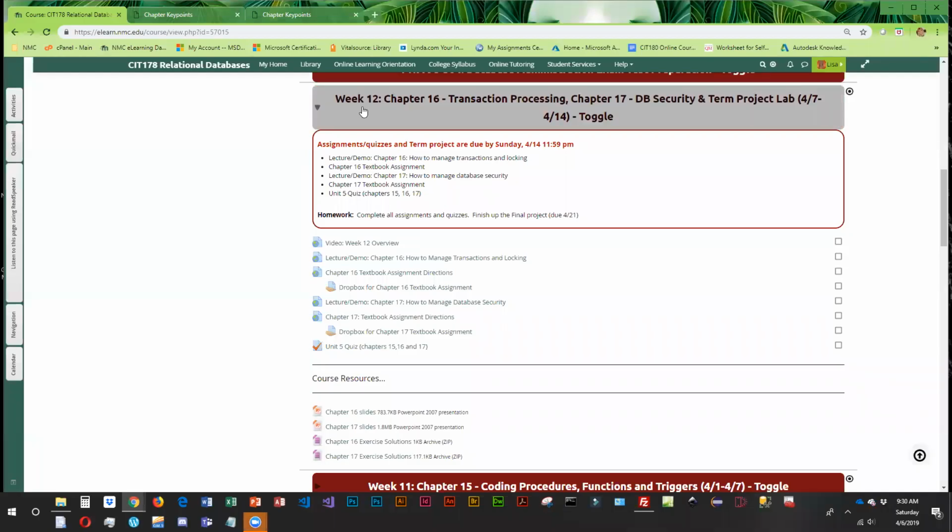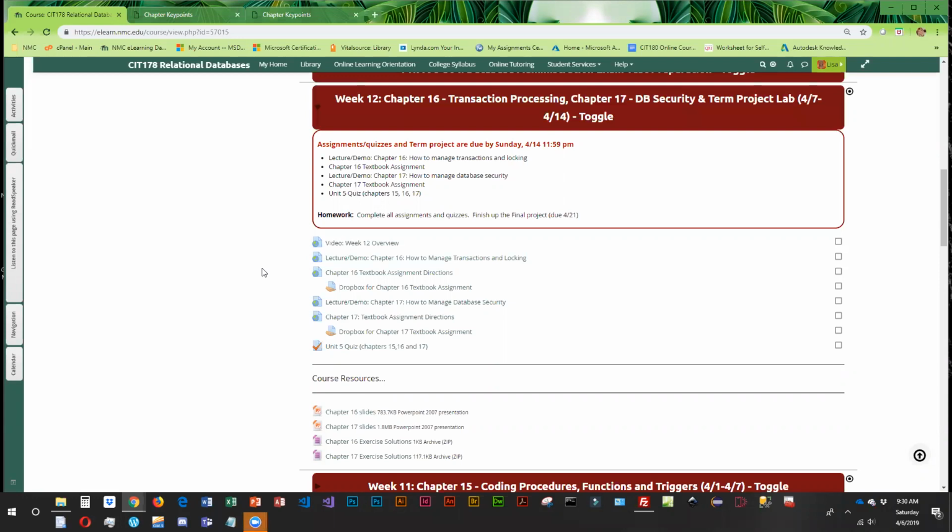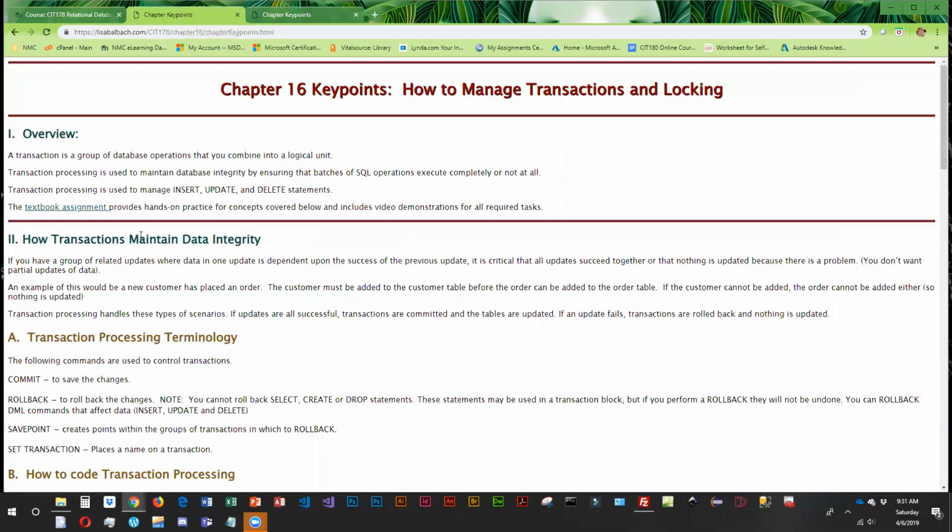For week 12, you're going to be working on the last couple of chapters that we're going to cover in the book. And if you look through transactions and locking, basically the lecture covers the key concepts that you need to know as far as transaction processing in SQL Server.